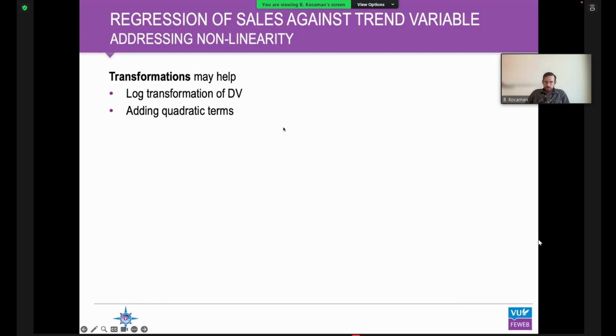We will address this issue of nonlinearity with two transformations. One is the log transformation of the dependent variable, and the other one is that we will add quadratic terms for the independent variable trend.